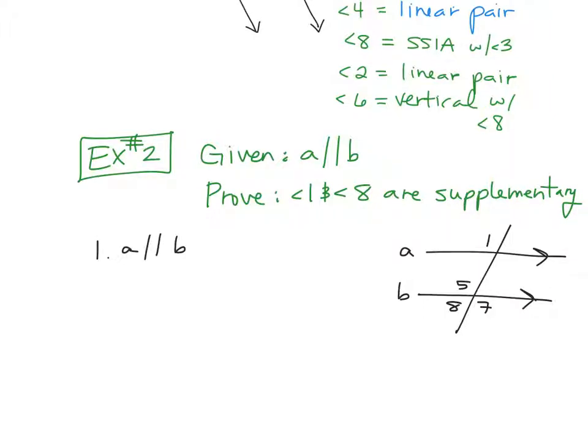Step 1. A is parallel to B. How do we know that? It was given. Step 1 is always given. Okay? All right, so step 2, I'm going to say that angle 1 is congruent to angle 5. How do I know that? How do I know that 1 is congruent to 5?